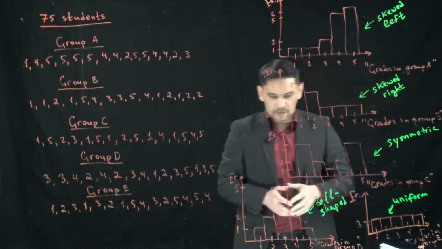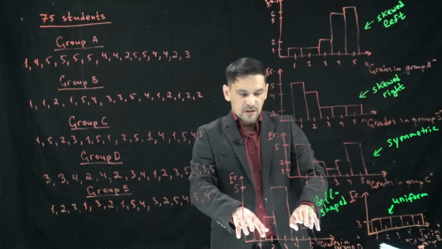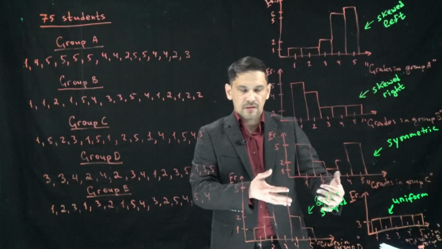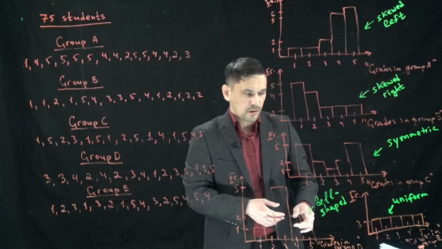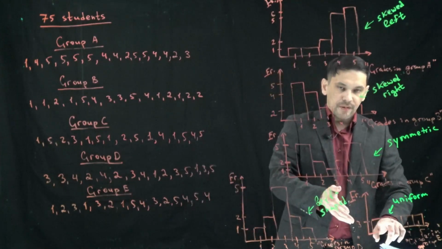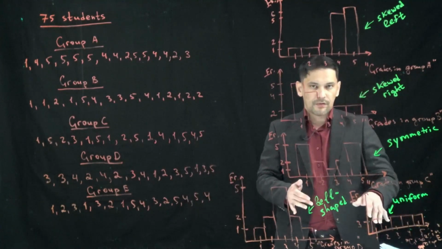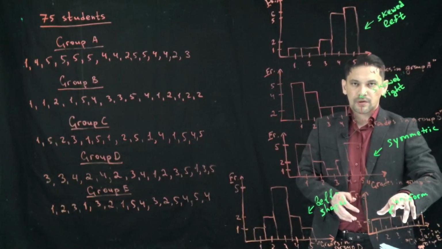Okay? Now, if the graph is symmetric and has the shape of a mountain like this, then the distribution is considered bell-shaped, right? Now, if all the columns are of the same height, then we usually claim that the graph has a uniform distribution.